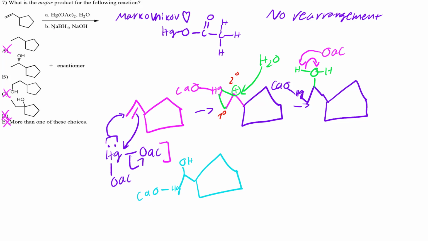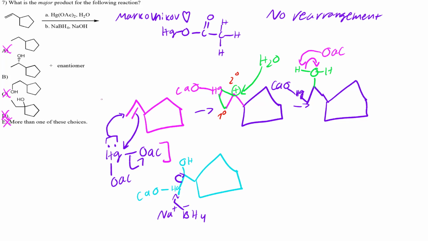Well, that's where the sodium BH4 comes into play. The sodium BH4 takes care of that mercury. So here's what happens. We have BH4 negative, and this goes over here, and then it collects the mercury. That is basically how you do the reaction.